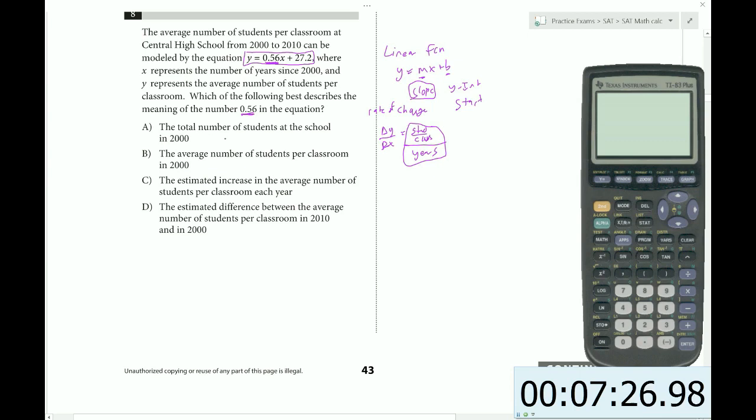So let's read the choices. The total number of students at the school, no, because it's not the right units. The average number of students per classroom, no. That would be the starting point, which would be the y-intercept. The estimated increase in the average number of students per classroom each year. So students per classroom per year. That's exactly the units we're looking for. The estimated difference between the average number of students per classroom in 2010 and 2000. So this is just taking 2 random years. We want it for each year, so it's answer choice C.